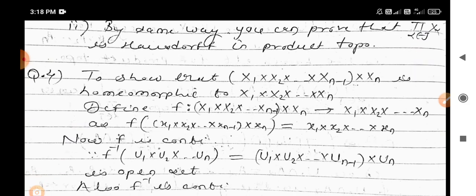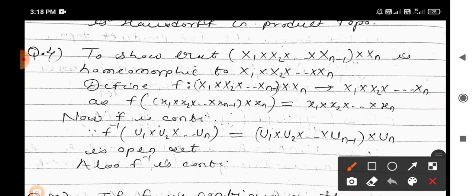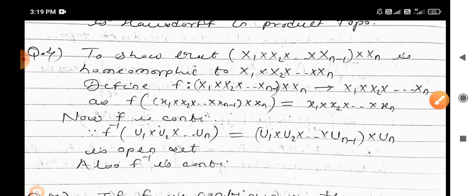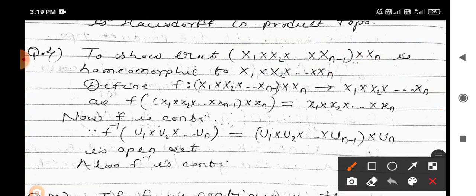Now see one of the exercise questions, that is to show that the product X1 cross X2 cross X3 cross up to Xn minus 1, this one is one space, and Xn is another space, is homeomorphic with X1 cross X2 cross X3 up to Xn. So this one is very simple. For the homeomorphism, we are required to show that both the function f and f inverse are continuous in this topological space. Now trivially, the function f goes from this product X1 cross X2 cross up to Xn to X1 cross X2 cross up to cross Xn.